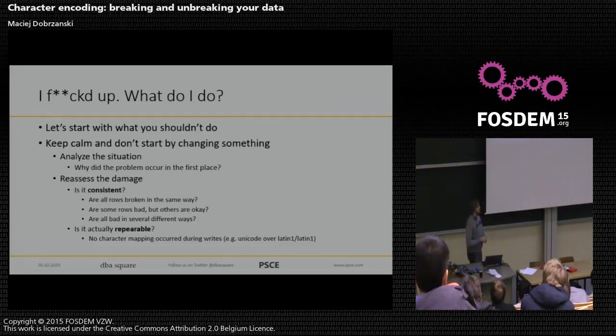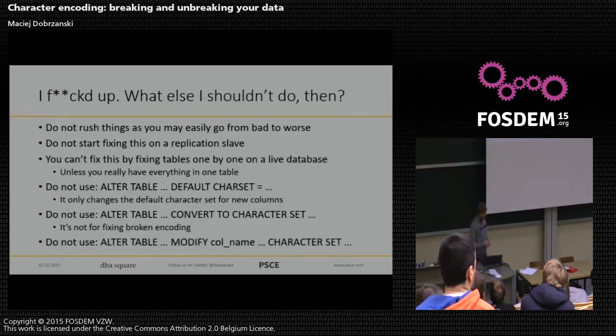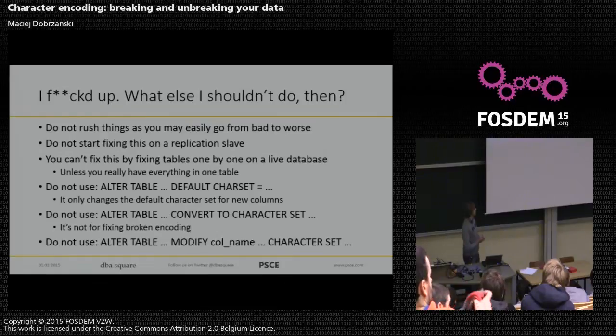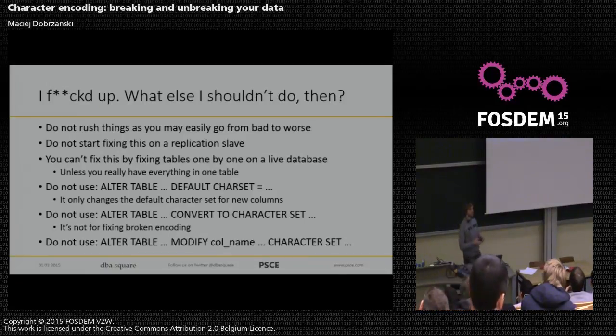You have to also figure out if the data is repairable. Sometimes it's not. So what shouldn't you be doing? Well, you shouldn't act too quickly because you can actually break things even more. You can't fix this on a replication slave, because if you start converting data on a replication slave, replication will continue to send you bad data. Replication carries character set information and encoding.